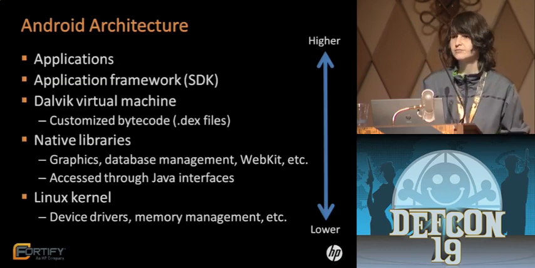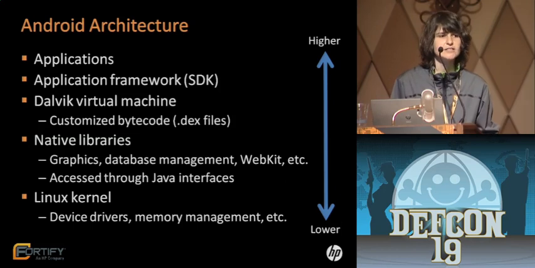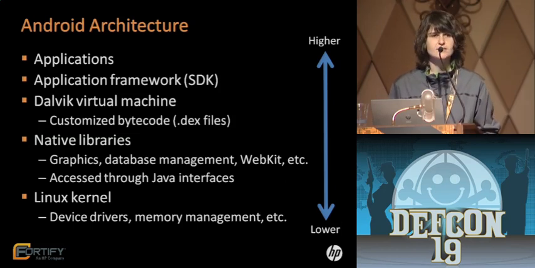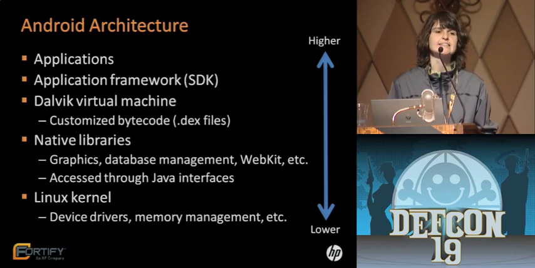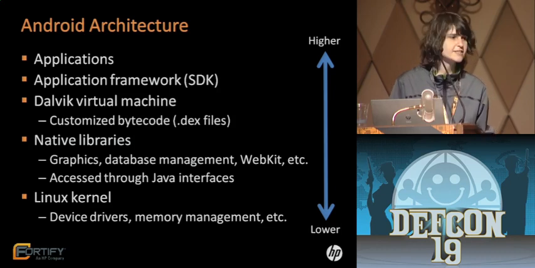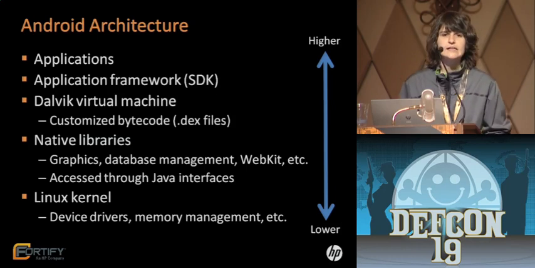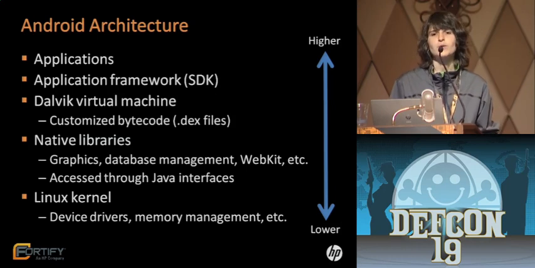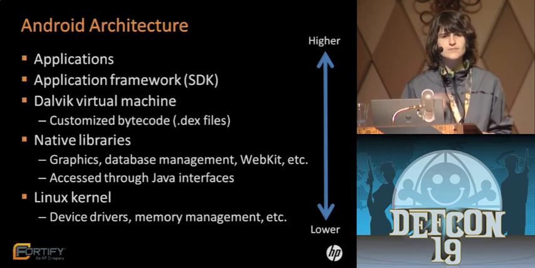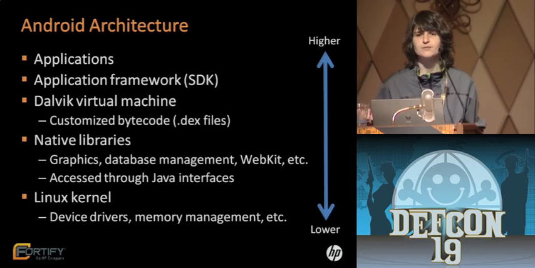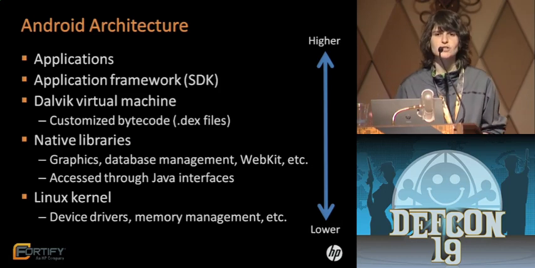So Android is built on top of Linux kernel. It provides things like device drivers and memory management. On top of the kernel, we have some native libraries written in C and C++, and they provide things like graphics and database management and browser engine WebKit, for example. These can be accessed via Java interfaces. On top of the native libraries, there's a modified virtual machine, which is called Dalvik virtual machine, which runs .dex rather than .class files.